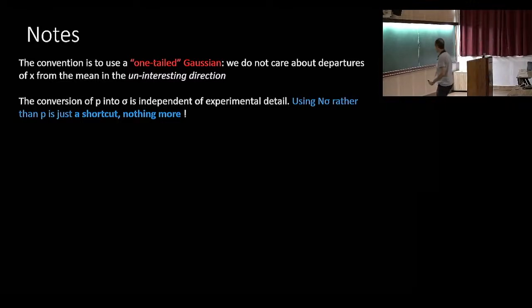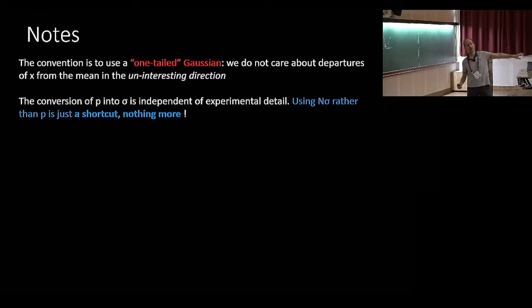So we integrate the Gaussian only in one direction. We have a Gaussian and we find the point such that this integral is equal to the prescribed type one error rate, or I mean, this is the p-value, okay? And we don't care about similar excesses, similar extreme effects that you could get in the opposite direction, typically. Not always, but typically. And then the conversion of the p-value into the sigma value, the z-value, is independent of the experimental detail. It's a mathematical map.